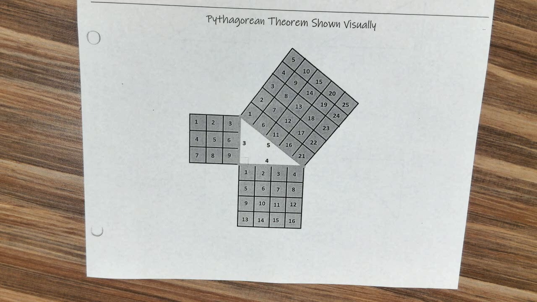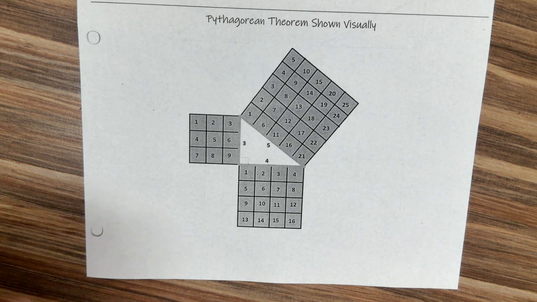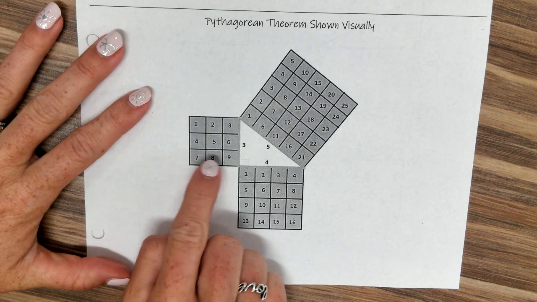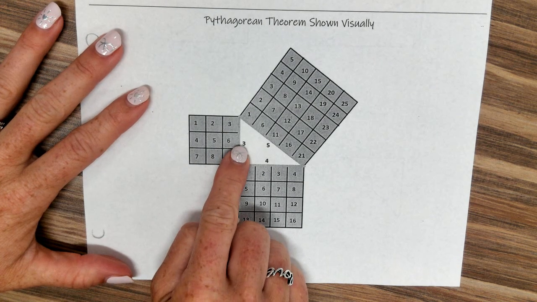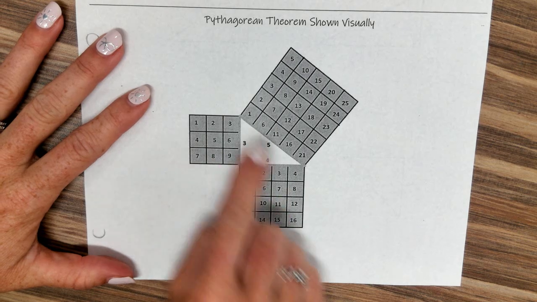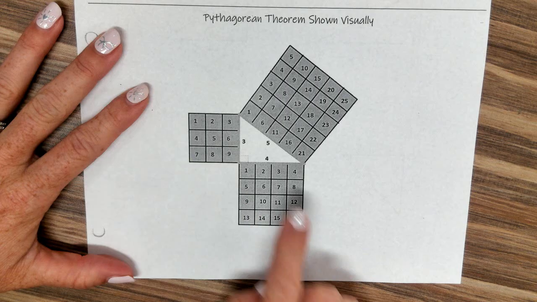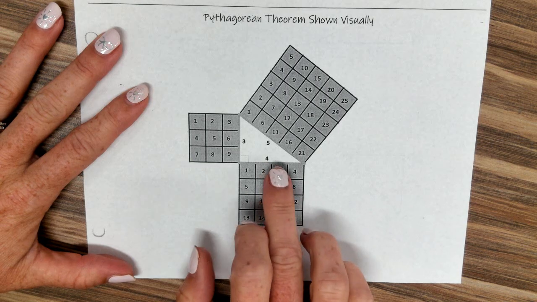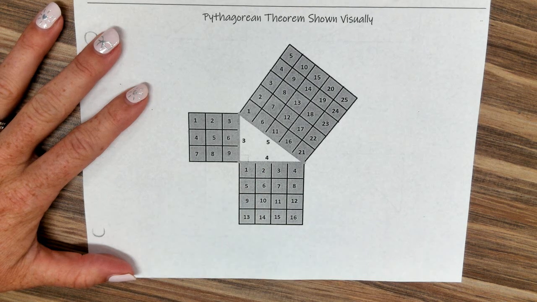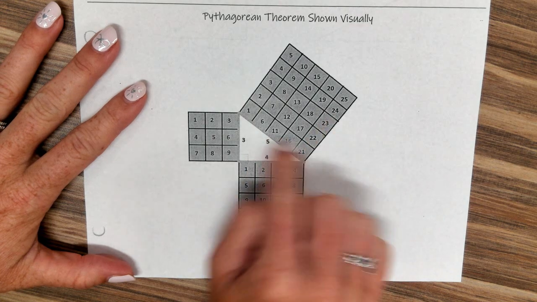He found that every time there was a right triangle, if you put squares on them. So everybody look at this square. This side length is 3. This side length is 4. This side length is 5. So if I have a side length of 3, then I have an area of 9. Yes? If I have a side length of 4, I have an area of 16. And if I have a side length of 5, I have an area of 25.